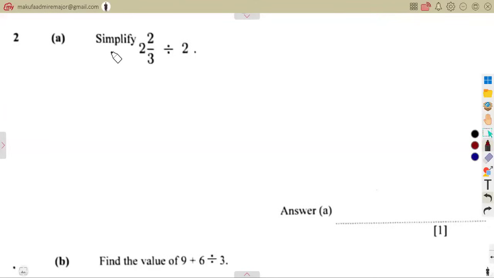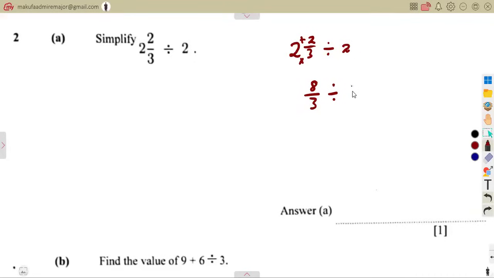Then number two, you're given, simplify again. So this is a mixed fraction. Let's have it as an improper fraction. That is 2 and 2/3 divided by 2. Remember, 2 is a whole number, you can also write it as 2/1. So that is multiply, add. If you multiply 3 times 2, which is 6, plus a 2, which is 8/3, divided by this 2.